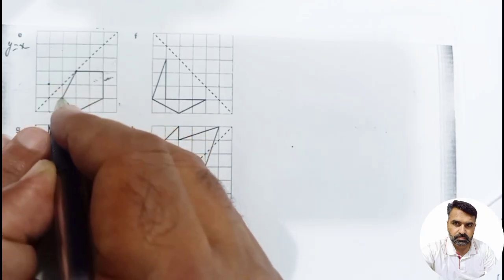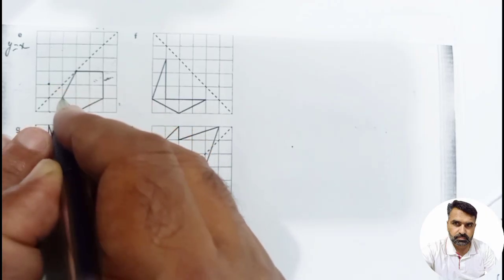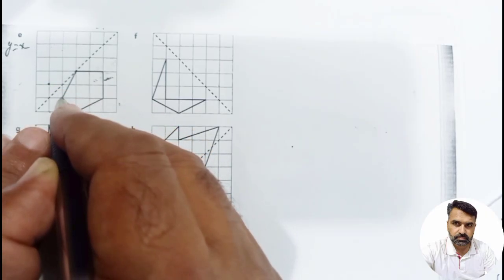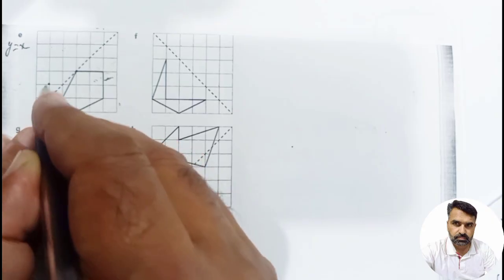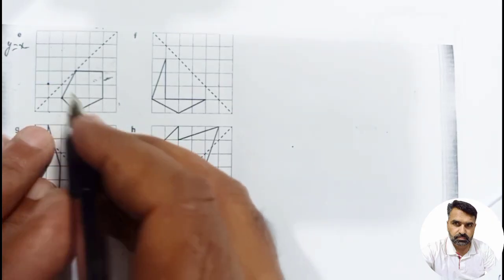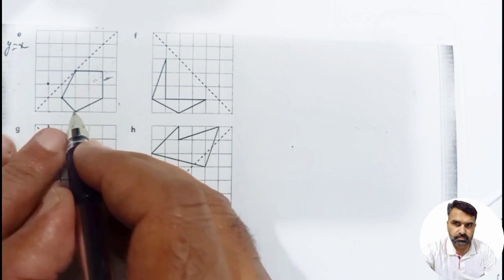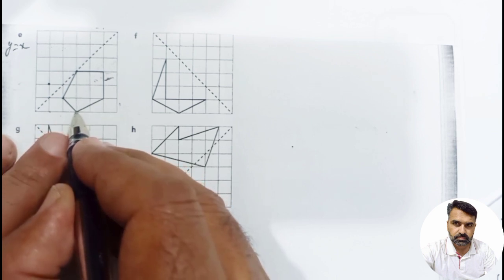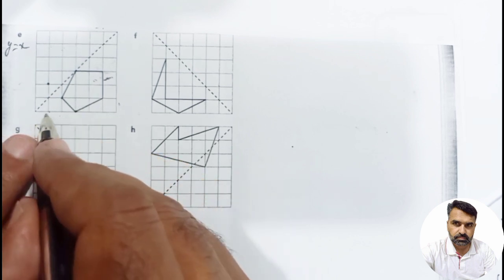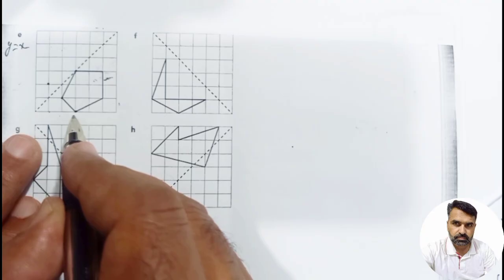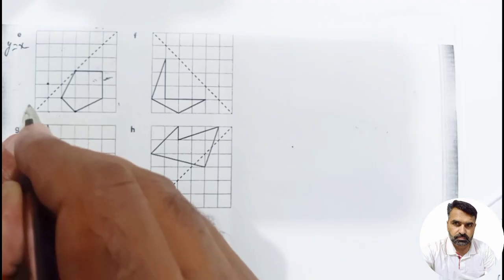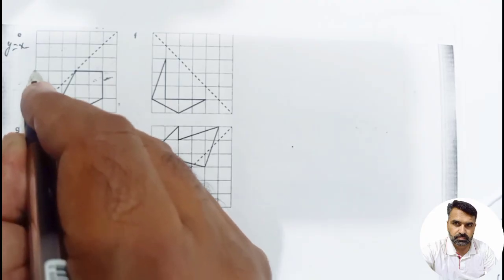The coordinate of this point will be changed in this way. Now students, the coordinate of this point are 1 and 3, and 3 and 0, so it will be changed into 0 and 3, 0 1 2 and 3.